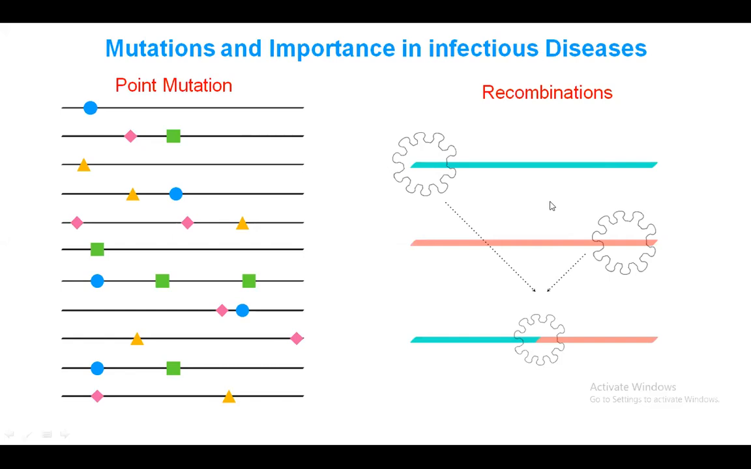Sometimes recombination happens among them as well. So this is a different kind of, a new strain, a recombinant strain. It could have both characteristics, and it could be a more lethal or deleterious strain. Ultimately, these mutations also change their biological functions.